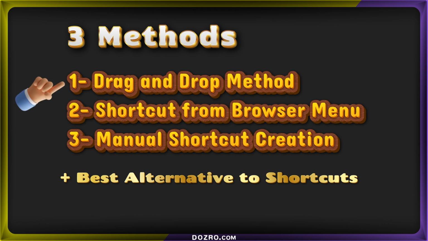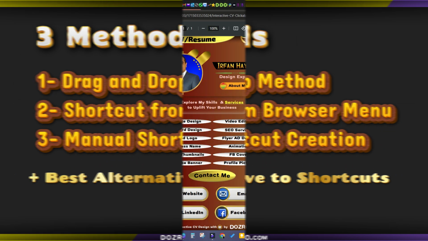Watch the complete video patiently to discover some valuable tricks, including 3 different methods to create website shortcuts on your Windows desktop for quick access to sites like Facebook and YouTube, plus a unique alternative to shortcuts.